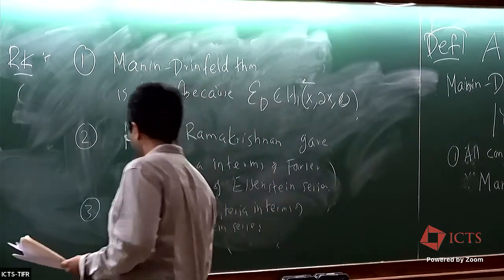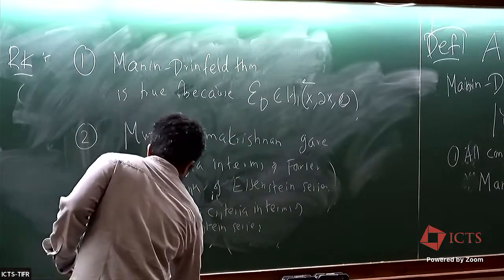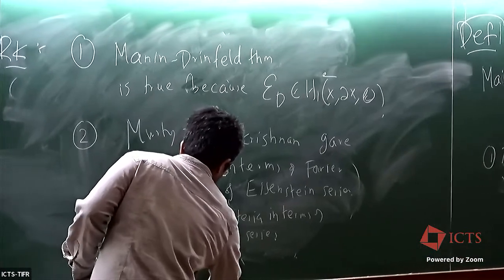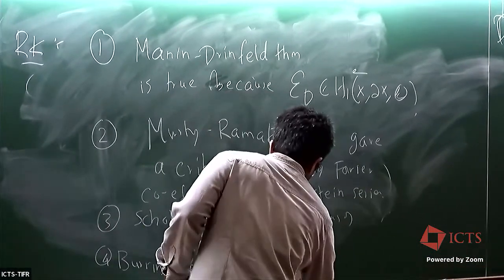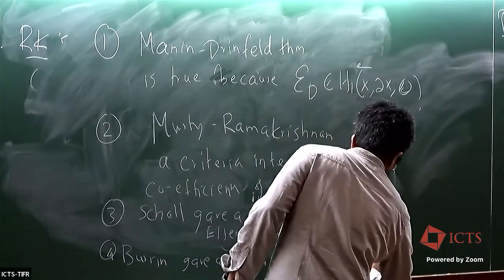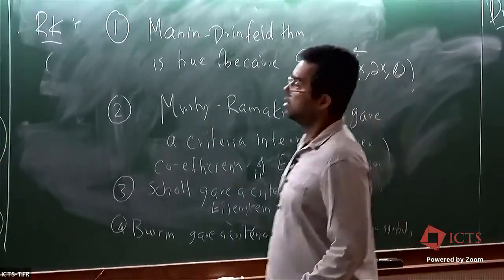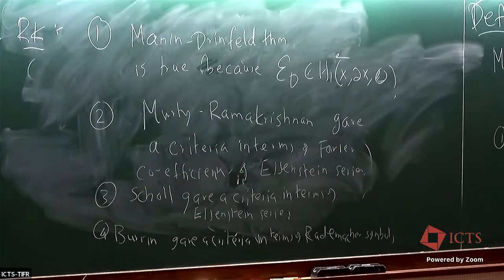And recently, Claire Burrin gave a criteria in terms of Ramanujan symbols. But again, for every gamma subset of SL2Z, you have to compute these Ramanujan symbols and check the rationality. Okay, so I will just briefly, this is not a proof, but I'll give how we prove this.